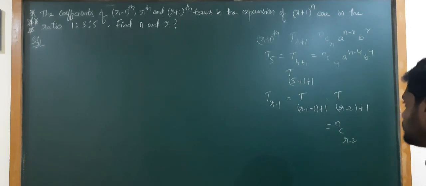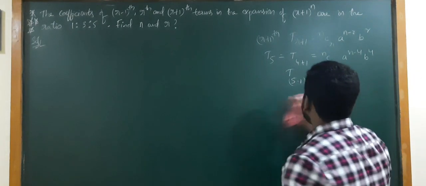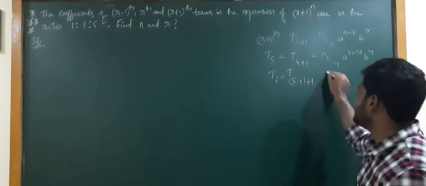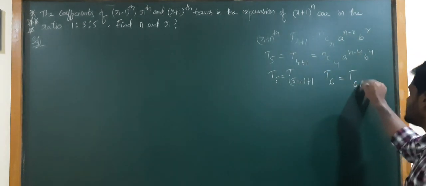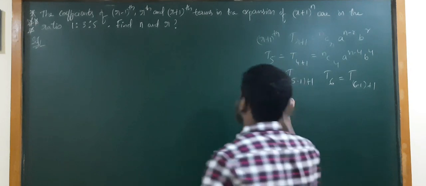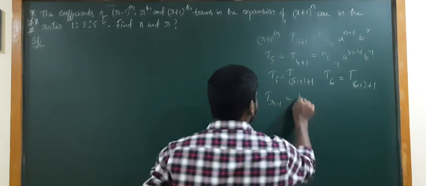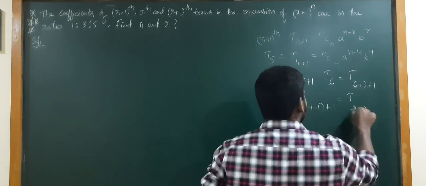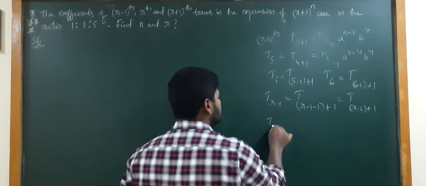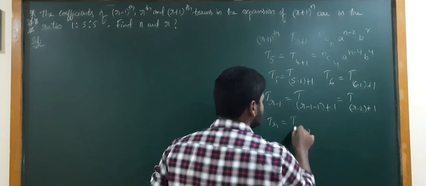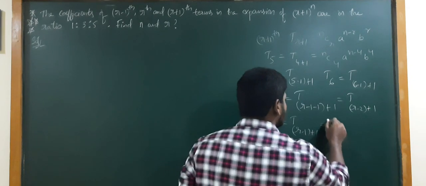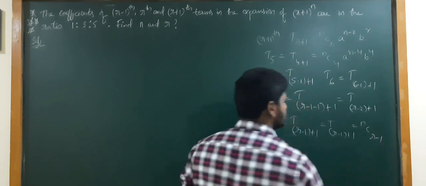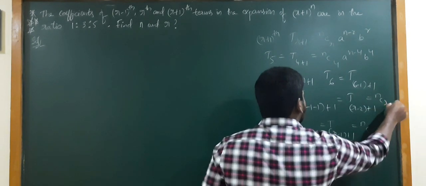Did you understand? So once again I will tell. If you want to find T5, we will write 5 minus 1 plus 1. For T6, what we will write? T(6 minus 1 plus 1). Like that. To find T(r minus 1), what we will do is T(r minus 1 minus 1 plus 1), which will be T(r minus 2 plus 1). Again, to find Tr, what we will do? T(r minus 1 plus 1). So which will be what? That means nC(r minus 1) here we will get. Here nC(r minus 2) we will get.